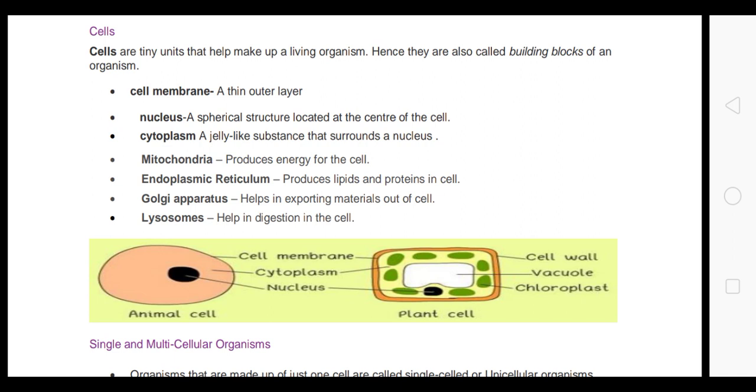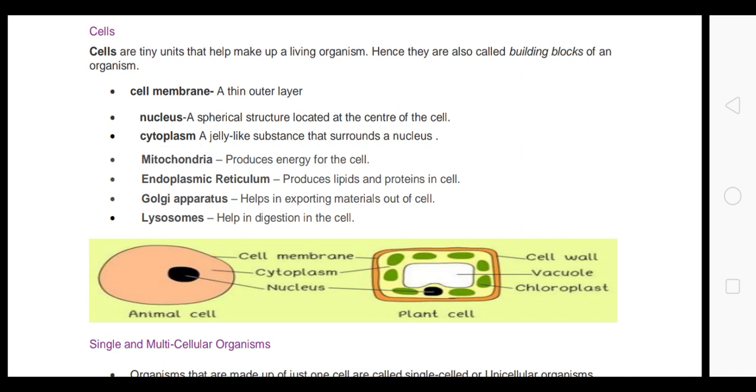Next part is the cell. So what is a cell? Cells are the tiny units that help make up living organisms, and hence they are also called the building blocks of organisms.